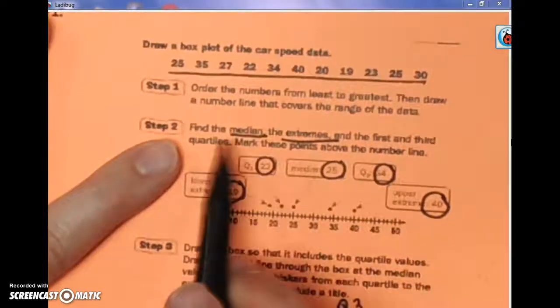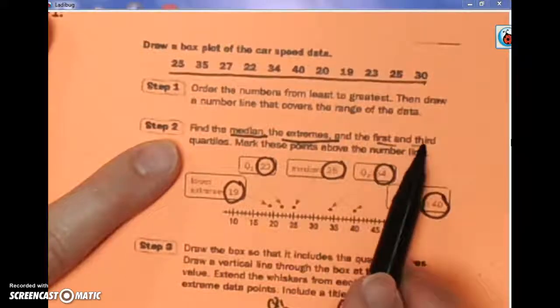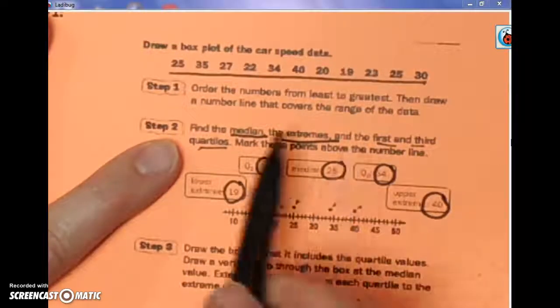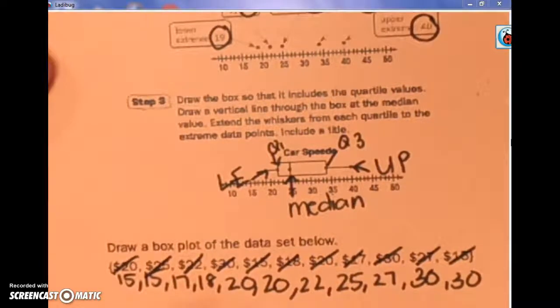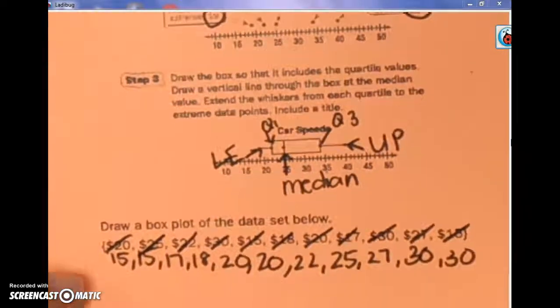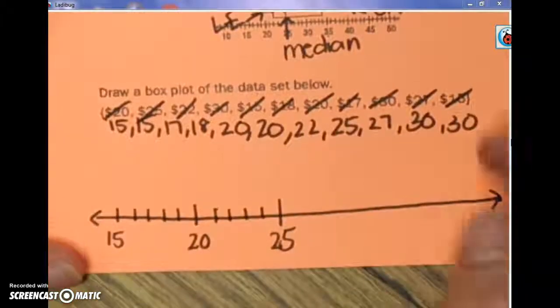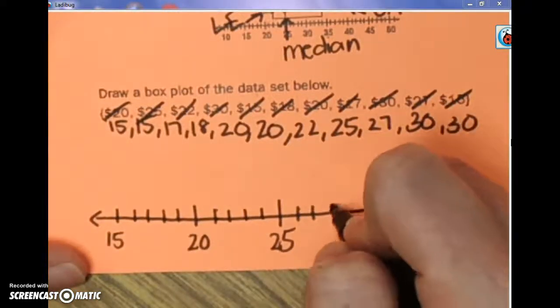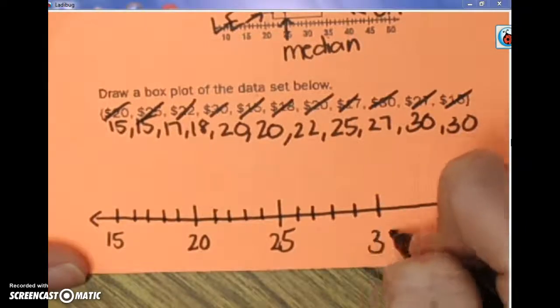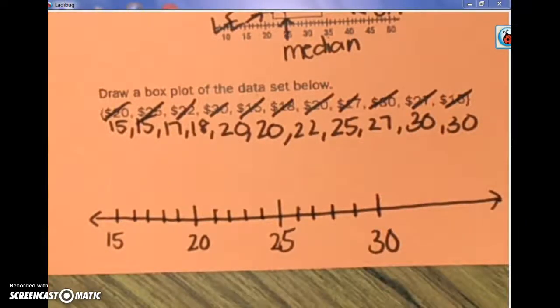Step 2, we're going to find the median, the extremes, and the first and third quartiles. Oh, I guess we forgot to draw a number line. So we're going to draw a number line down here. Based on those numbers, I'm going to start at 15 and count by 1s. So 15, 16, 17, 18, 19, 20, 21, 22, 23, 24, 25, sorry guys, 26, 27, 28, 29, 30. It's okay if your lines are not perfect.